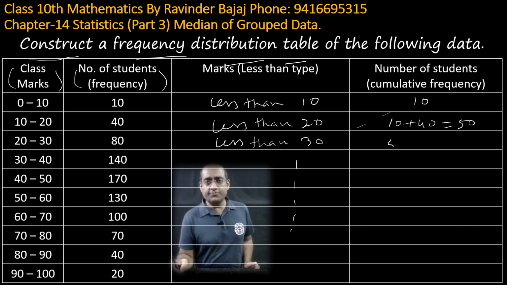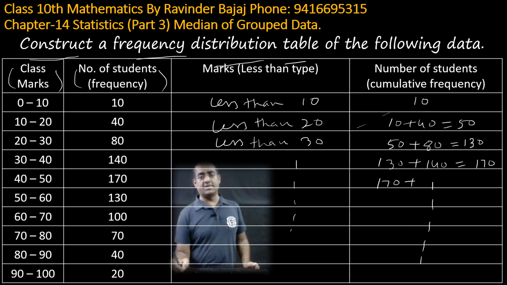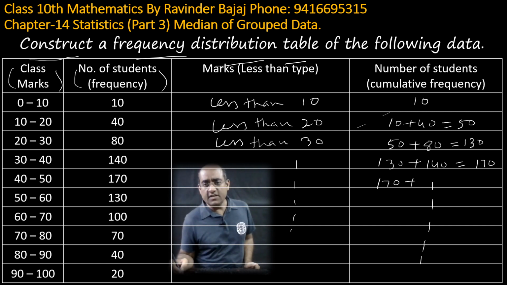Less than 30 is 50 plus, what is the next value? 80. It is 130. Next value is 130 plus, what is the new value? 140. This is 170. What is the next value? 170 plus. In this way, I'll calculate all these cumulative frequencies, and in the end, the total number will come.